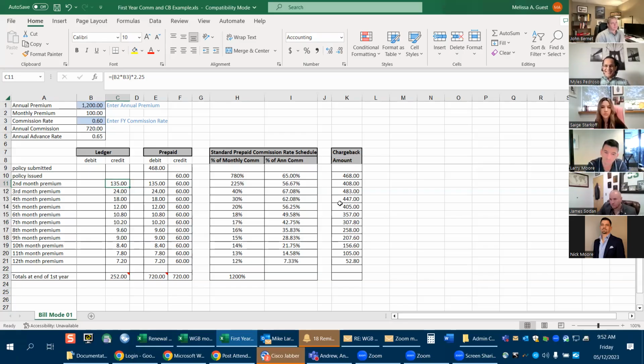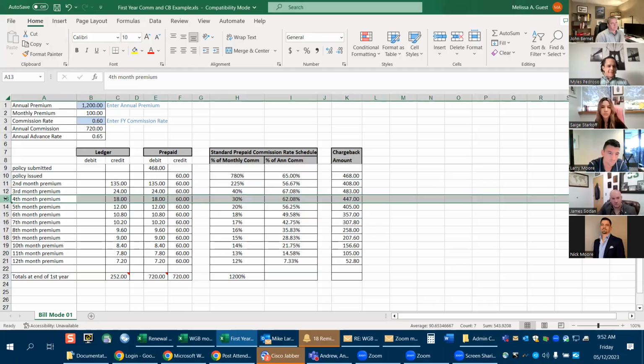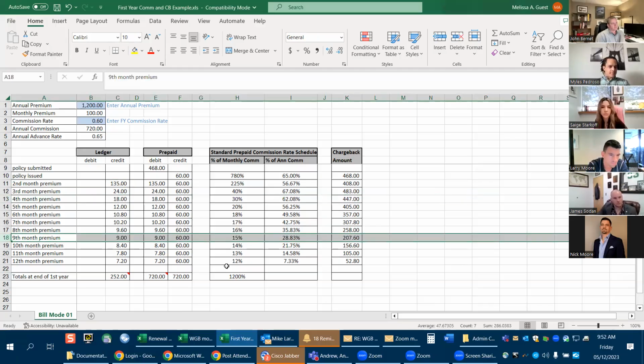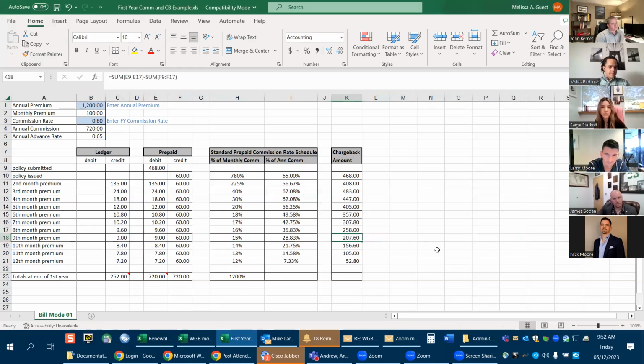Of course. Remember, even if you get paid through month 4, if it later lapses in month 9, you still have a chargeback of $207 that's going to get charged here, and it's going to reduce your renewal release. It's going to require commissions from other policies to pay that back. So it's really important that we collect all 12 months of premium. The agent needs to ensure that the policy is enforced for 12 months in order to break even on the policy, because we're continuing to advance every month of the first year.